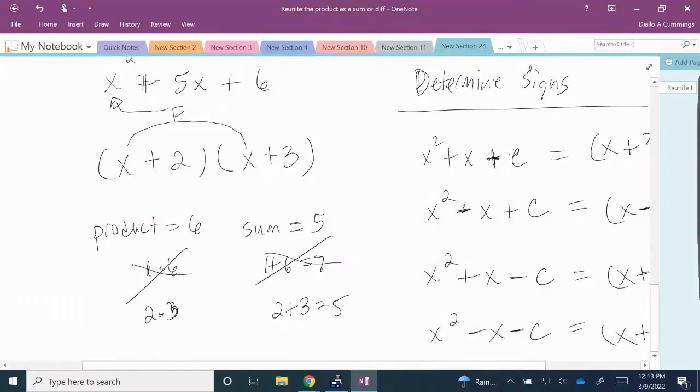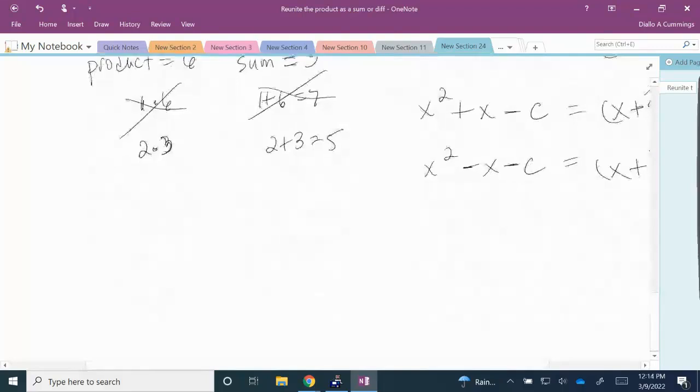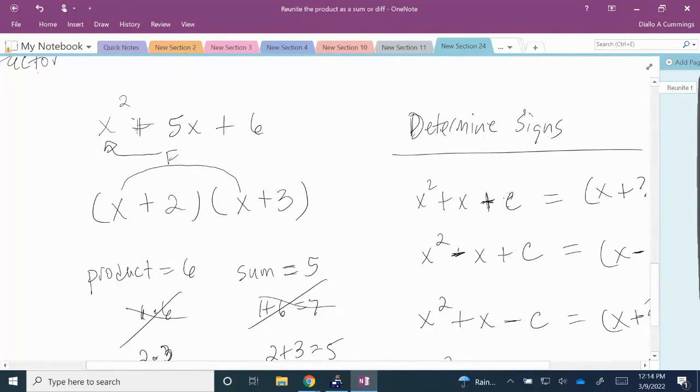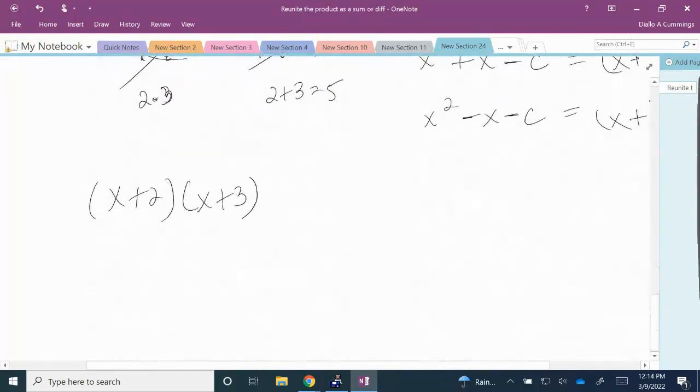right? I can go back and check my factorization by using the FOIL method. So if I take x plus 2 times x plus 3, and multiply those together, I should get x squared plus 5x plus 6. All right, so I'm going to FOIL that out.